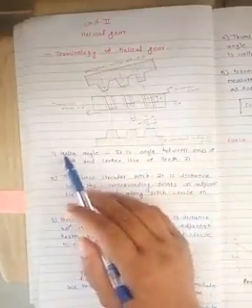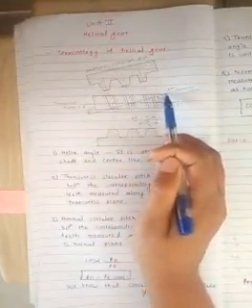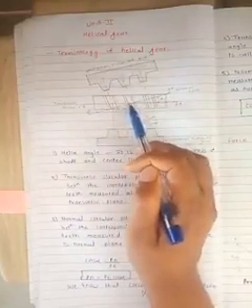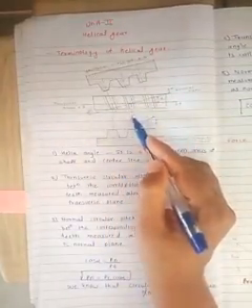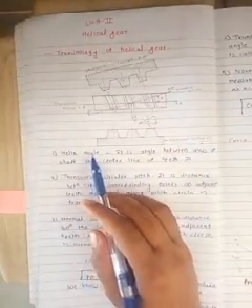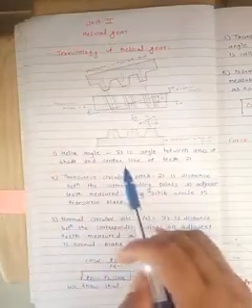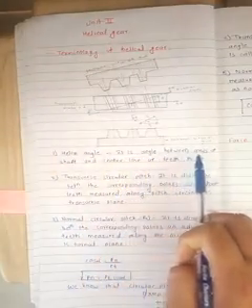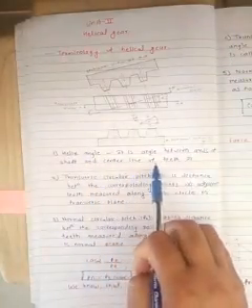Okay, the first parameter is the helix angle. What is the helix angle? The helix angle is the angle between the axis of the shaft and the center line of the teeth. Suppose this is the axis of the shaft and this is the center line of the teeth. This angle is called the helix angle. So the first parameter of the terminology of the helical gear is the helix angle, the angle between the axis of the shaft and the center line of the teeth.